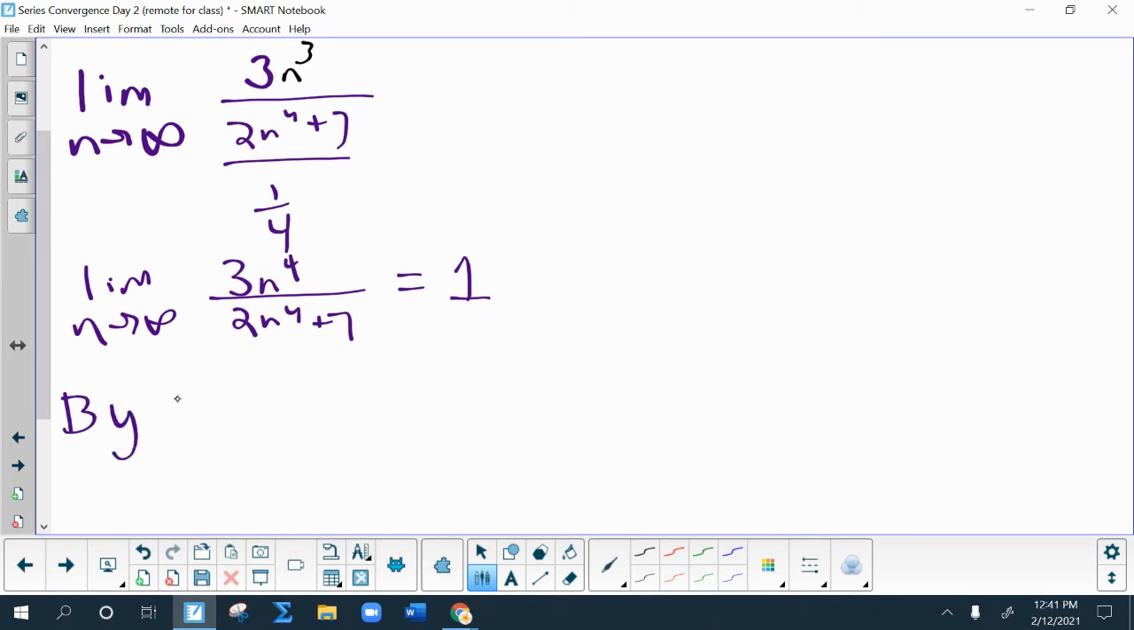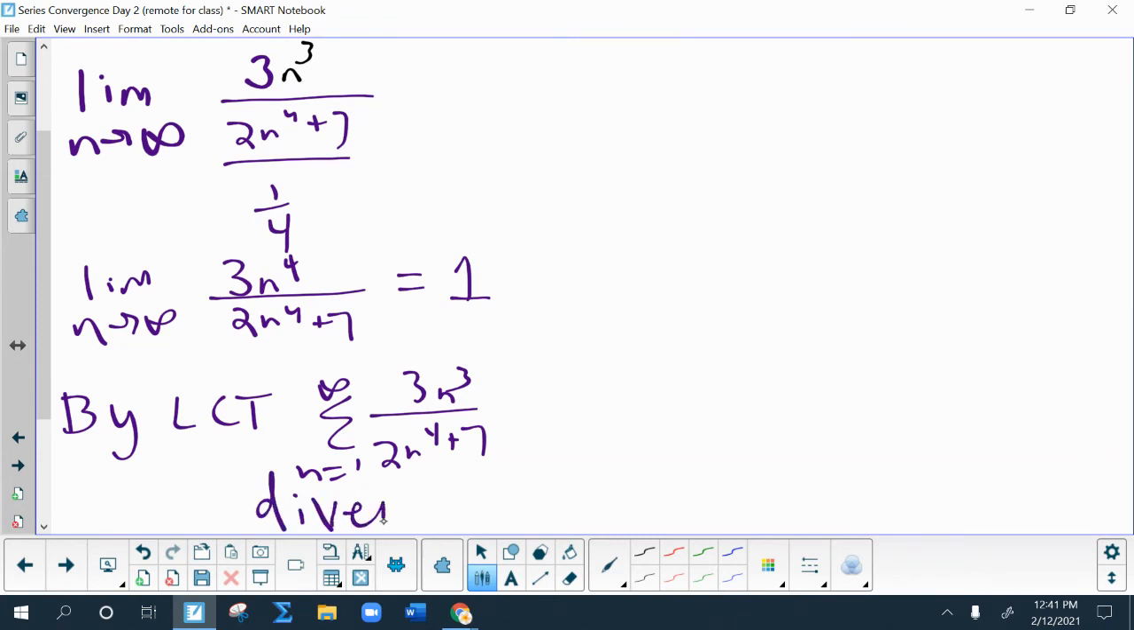So we say by the limit comparison test, the series from 1 to infinity of 3n to the third over 2n to the fourth plus 7 diverges.